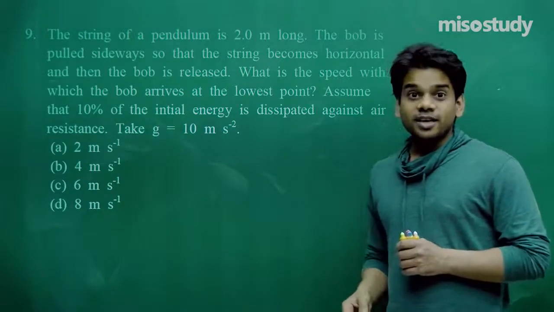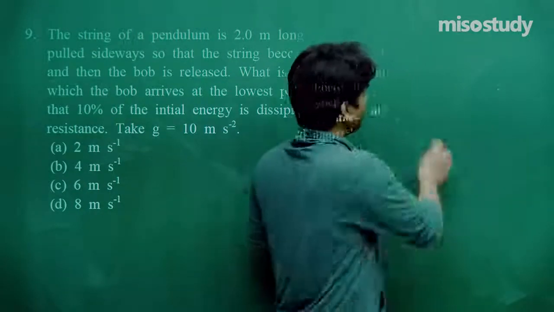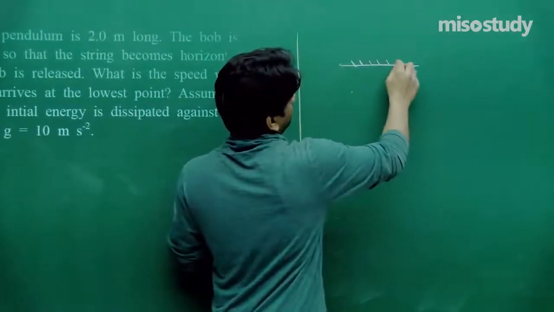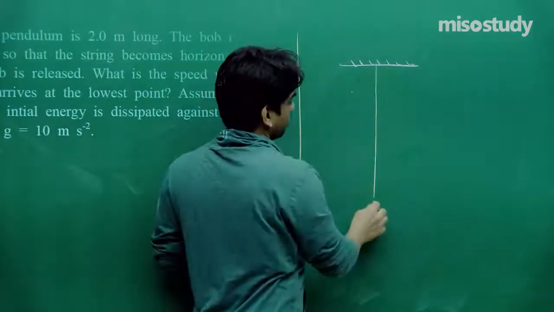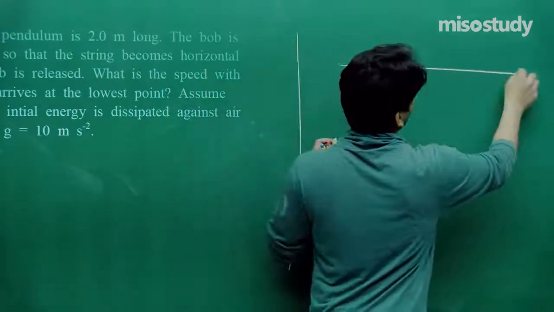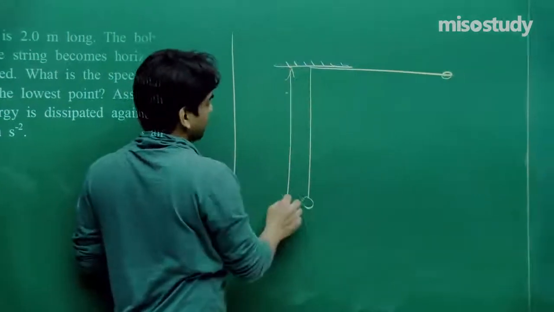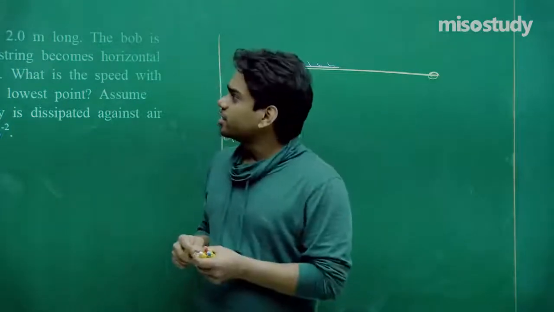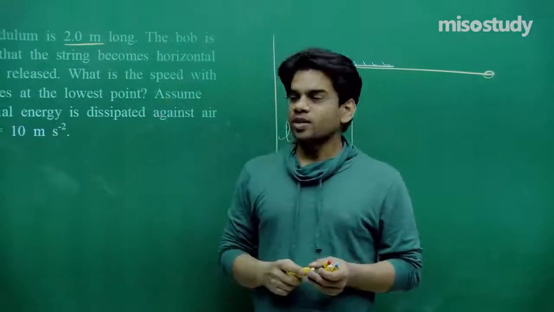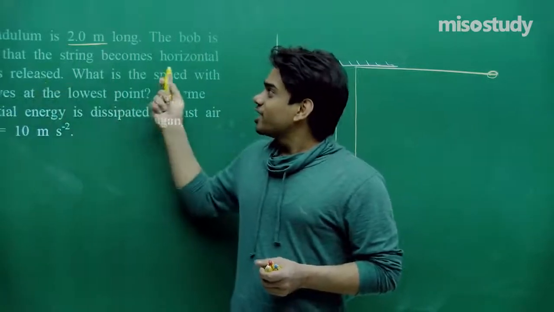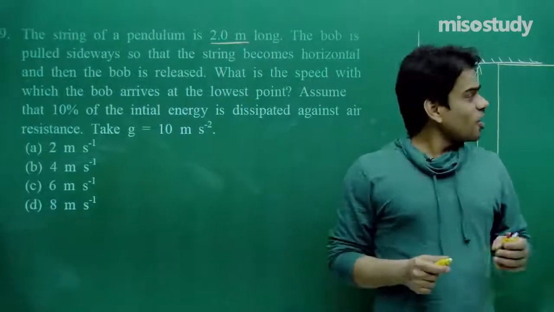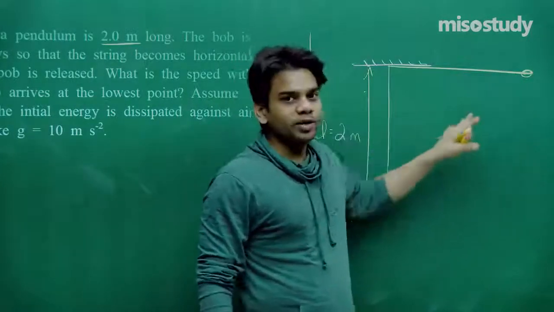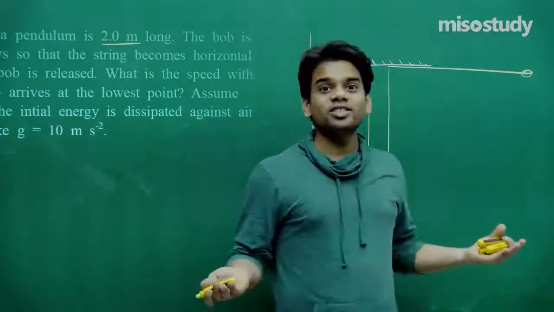It says that a pendulum bob you have taken, you have made it horizontal. So the situation will be somewhat like this. Pendulum bob is initially here, you have made it horizontal, it will be here. This length is given as 2 meters. It says that the string of pendulum is 2 meters long. The bob is pulled sideways so that the string becomes horizontal and the bob is released. Now if you release this bob, what will happen? It will come down, all its potential energy will be converted into kinetic energy, but 10% of it is lost.